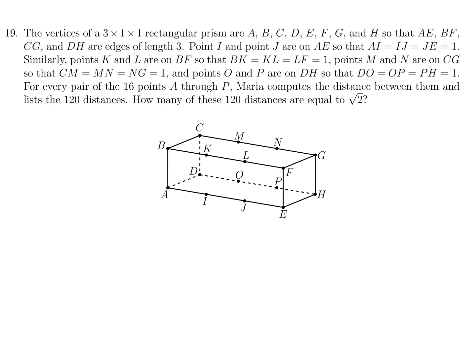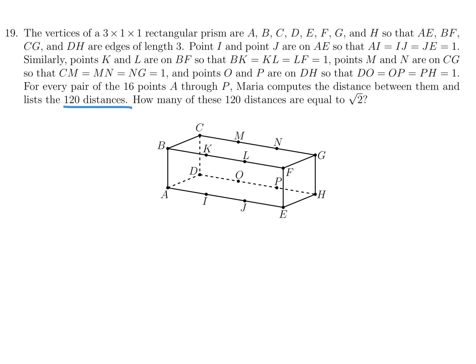The vertices of a 3 by 1 by 1 rectangular prism are A through H, so that AE, BF, CG, and DH are the edges of length 3. Points I and J are on AE, so that AI is equal to IJ is equal to JE is equal to 1. And similarly, so on. For every pair of the 16 points A through P, Maria computes the distance between them and lists the 120 distances. How many of these 120 distances are equal to root 2?